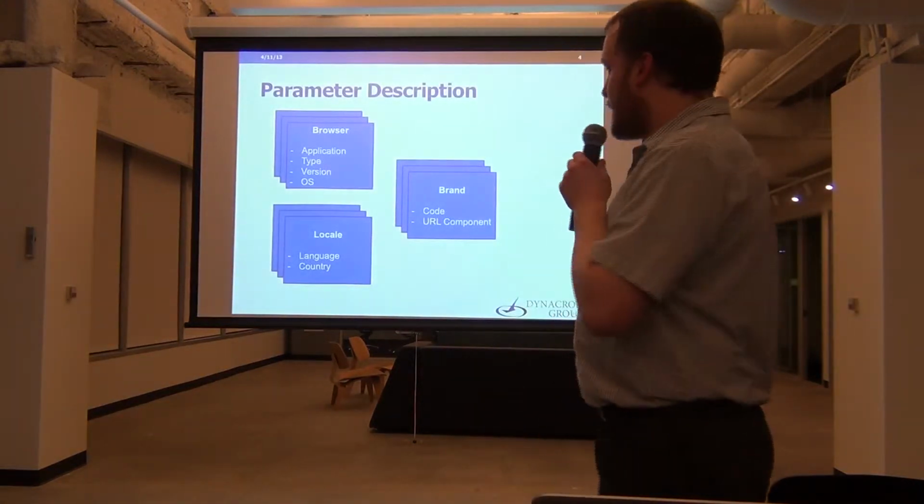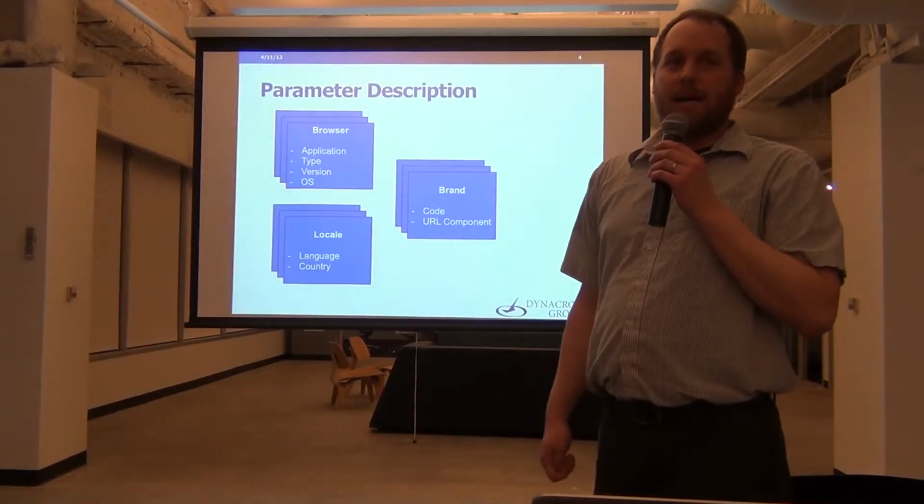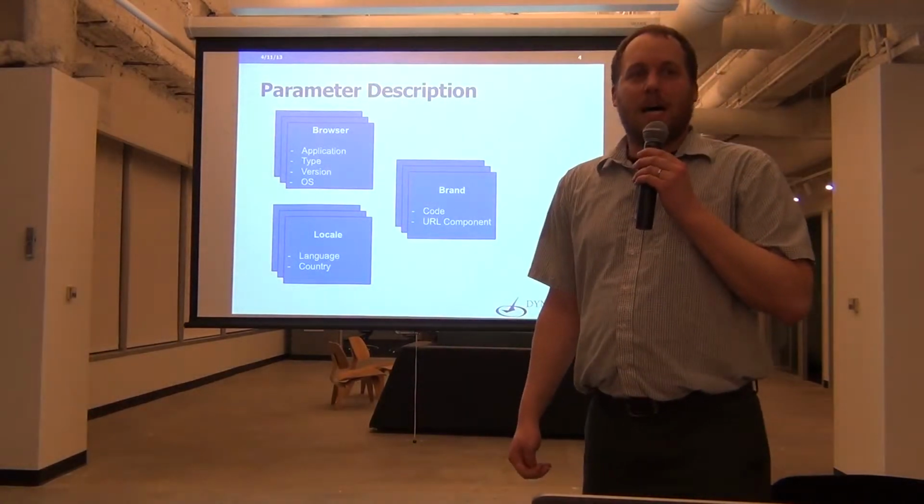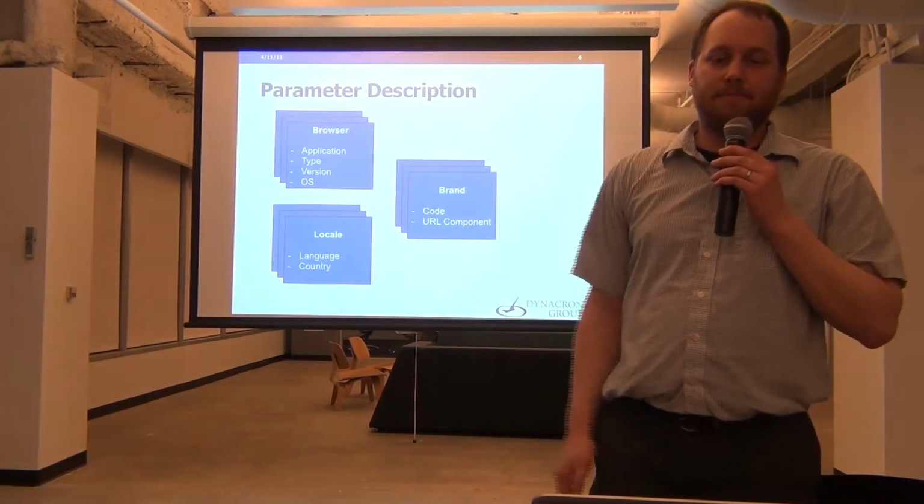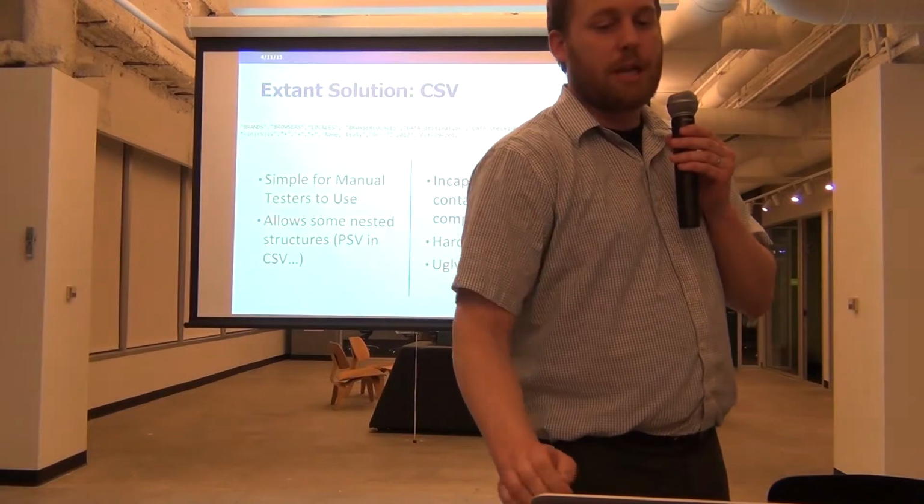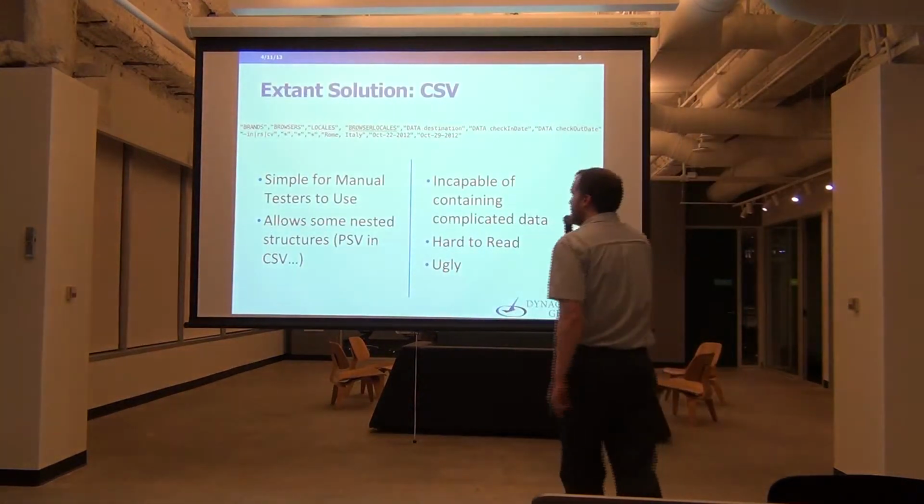So the trick here is figuring out how to describe these parameters in the first place. Coming from the top down, how do you describe all the different combinations that one could possibly test? The way that we were doing it initially was using CSV files. You can kind of see that up here.